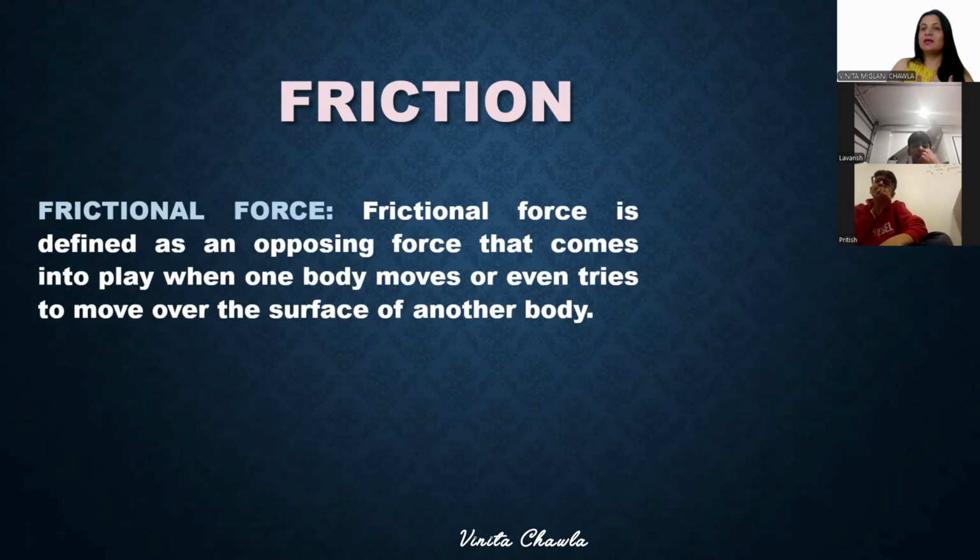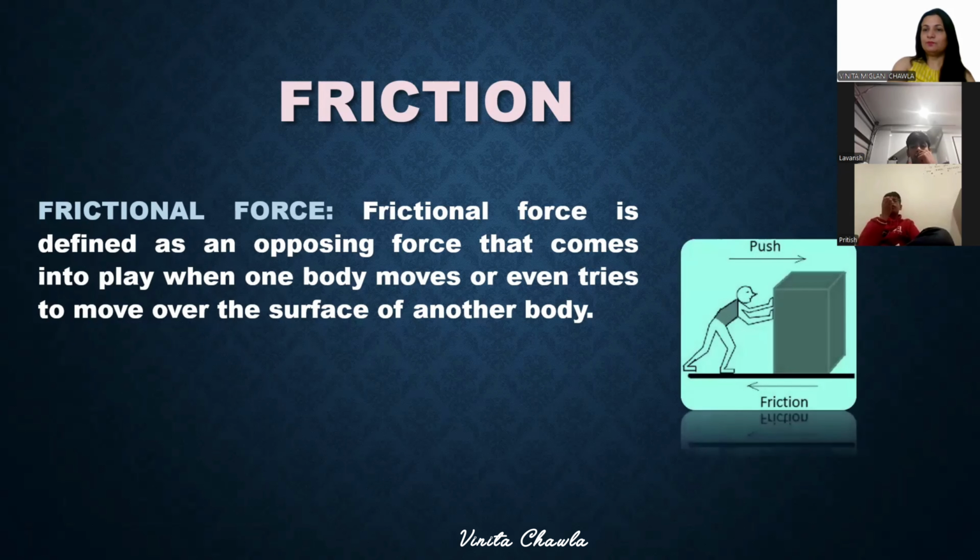And when one object tries to move over the surface of another object, because they are not perfectly smooth, the irregularities get interlocked like this. This we had discussed already. And we need to apply force to cut through the irregularities, right? So that the object can easily move. And for this, we need to apply sufficient force on it so that it can overcome the frictional force acting between the two objects, right?